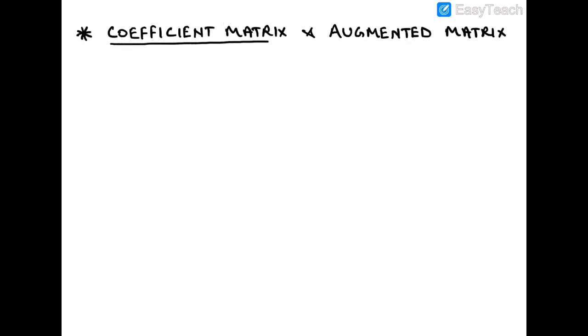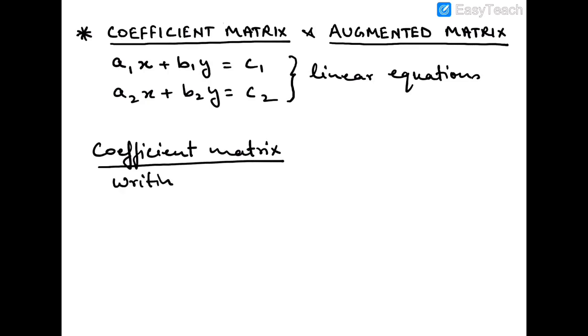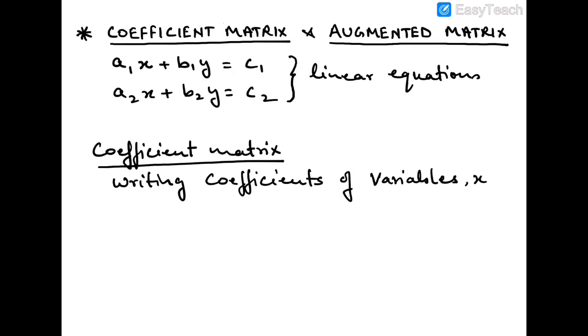Now before moving on, let's talk about few terms that will be needed in solving system of equations. So let's talk about coefficient and augmented matrix with the help of these two linear equations, and these equations are a1x plus b1y is equal to c1 and a2x plus b2y is equal to c2. So writing the coefficient of variables x and y in above equation in matrix form will give us coefficient matrix.